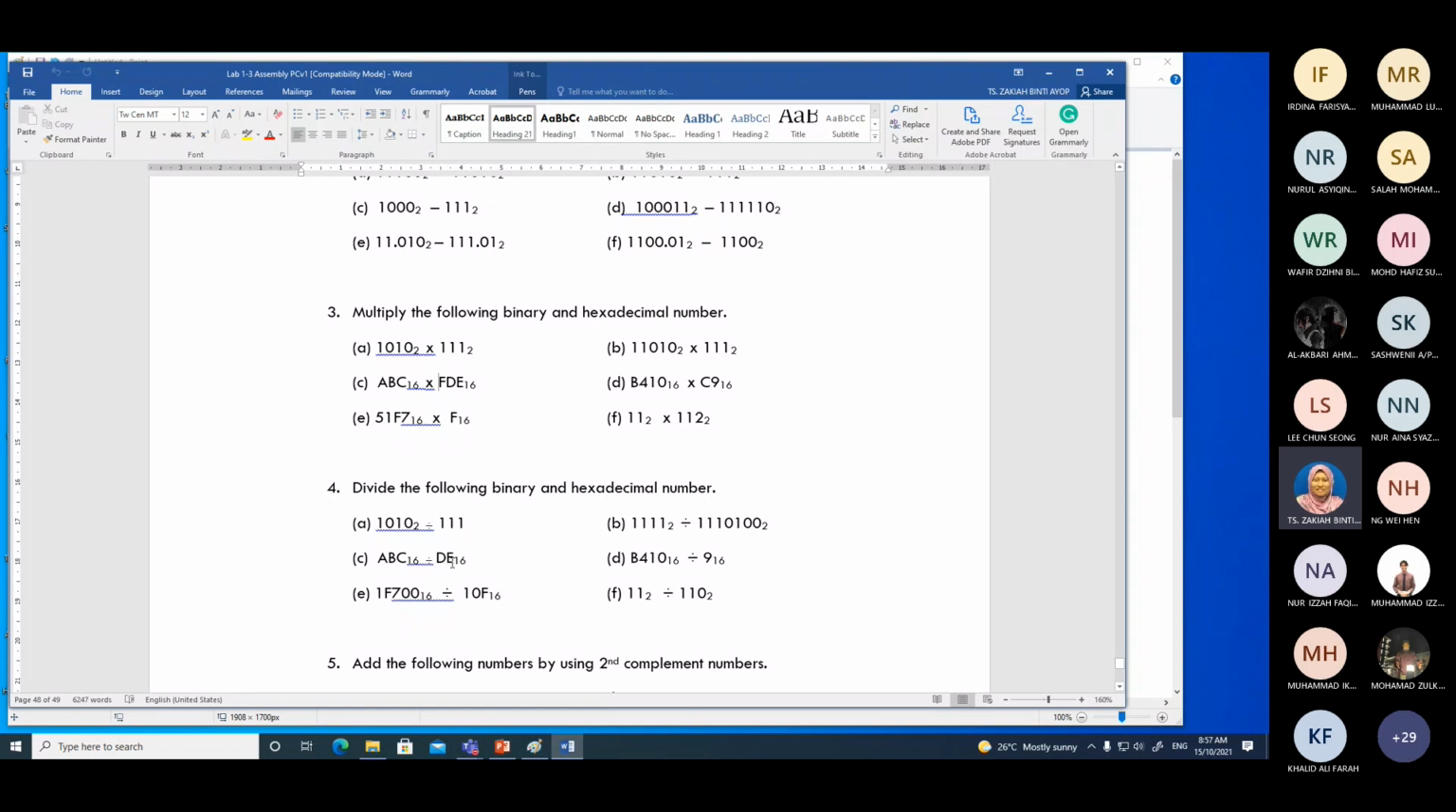It is also the same for the division. For the division of hexadecimal numbers, ABCD divided by DE, there's no shortcut. The easier way is to convert the ABC here to binary numbers, and then you do the division.